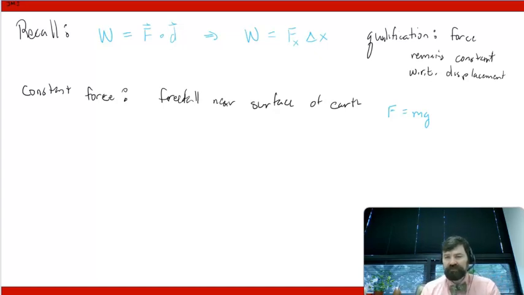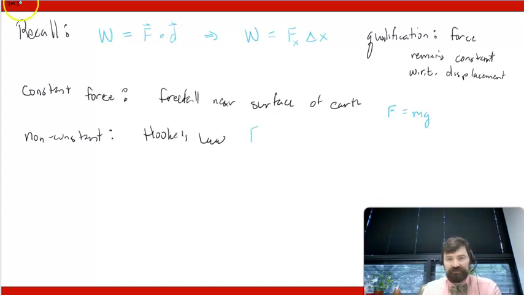Okay, but there's other types of force that are not so constant. For example, Hooke's law, non-constant force. We might have Hooke's law where the force is equal to k times x, or negative k times x. So it's in a constant direction relative to the displacement. It's always opposite the direction of the displacement, but the magnitude is varying. If I go farther away from the equilibrium, I have a larger magnitude of force.